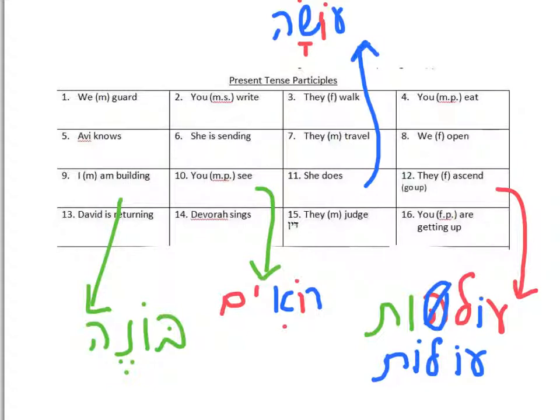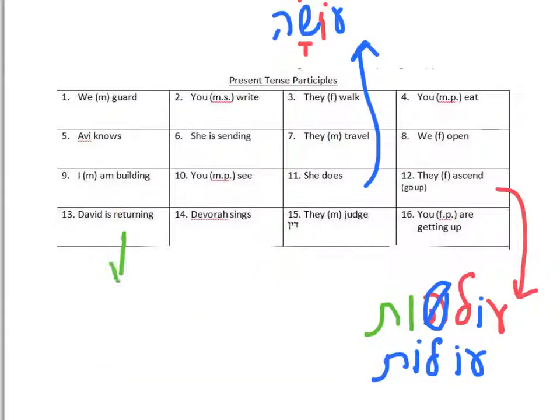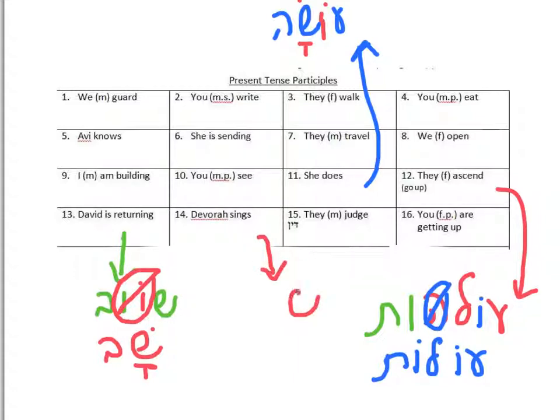Let's look at 13. David is returning. So my shoresh is shuv. And it's masculine singular, so I try to follow the shomer pattern. Does this work? It does not. So think about the double negatives. They cross each other out, and I'm left with shav. David shav. How about Devorah sings? So I have the shoresh shir, right? I try to add my vav in the middle, and they cancel each other out. So the root that I'm left with is the shin and the resh, but it's feminine singular, so it's going to become shara.